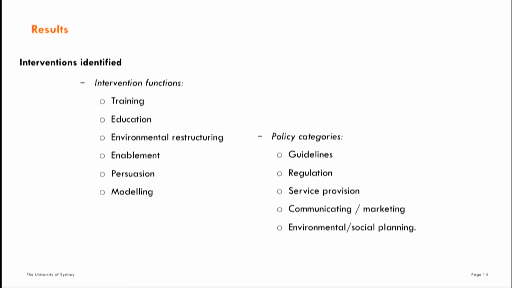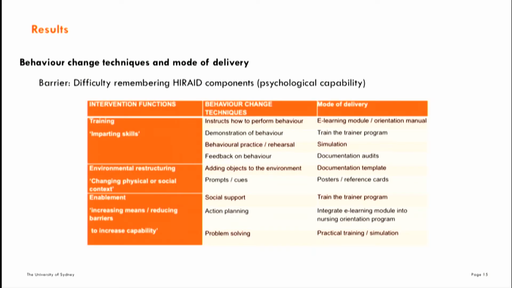So having identified those 5 components, we then linked them with the interventions and policies, and this found that we needed to use 6 interventions and 5 policy categories to effectively implement HIRAID. And we also identified 16 behaviour change techniques that would be useful. So I'm not going to go through all of those because you really just want to get to the good stuff. But I just thought I'd give you one example of how we did that.